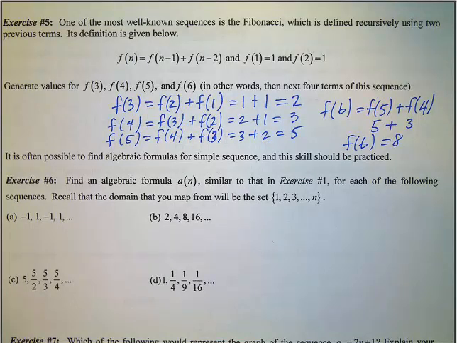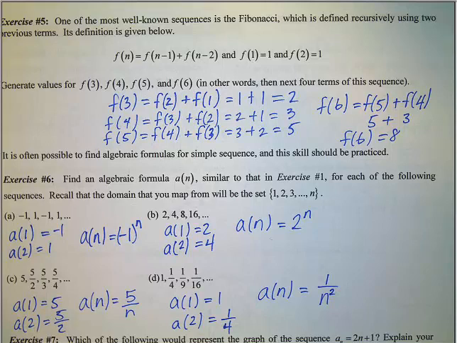Exercise 6. Find an algebraic formula, a of n, similar to that in exercise 1 for each of the following sequences. Recall that the domain that you map from will be the set 1, 2, 3, all the way up to n. So why don't you pause the video and see if you can figure out some formulas to go from the first term to the second term. And you're using 1, 2, 3, 4, 5, 6, and so on as your n values. Good luck!